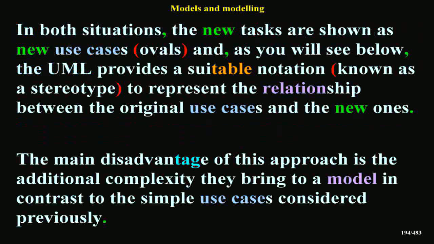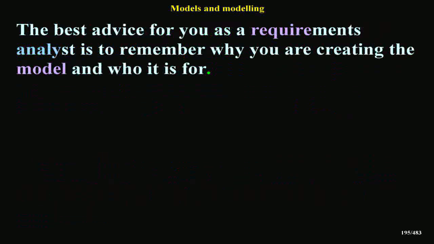In both situations, the new tasks are shown as new use case ovals and, as you will see below, the UML provides a suitable notation known as a stereotype to represent the relationship between the original use cases and the new ones. The main disadvantage of this approach is the additional complexity they bring to a model in contrast to the simple use cases considered previously. The best advice for you as a requirements analyst is to remember why you are creating the model and who it is for.